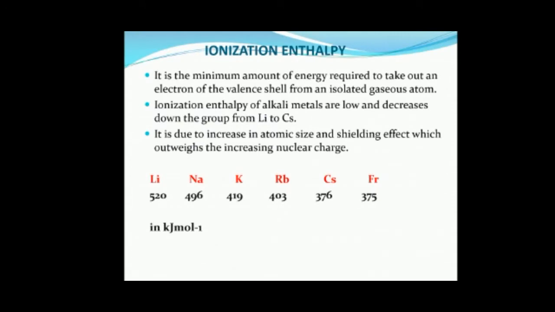Now let us study the properties of these alkali metals. First one is ionization enthalpy. It is the minimum amount of energy required to take out an electron of the valence shell from an isolated gaseous atom. Ionization enthalpy of alkali metals is low and decreases down the group from lithium to cesium. It is due to increase in atomic size and shielding effect, which outweighs the increasing nuclear charge. Here the ionization enthalpy you can see on the screen in kilojoule mole inverse. Ionization enthalpy of lithium is 520 kilojoule mole inverse, sodium 496, potassium 419 kilojoule mole inverse, and for rubidium, cesium and francium, ionization enthalpy decreases gradually. It means the reactivity from lithium to cesium increases.